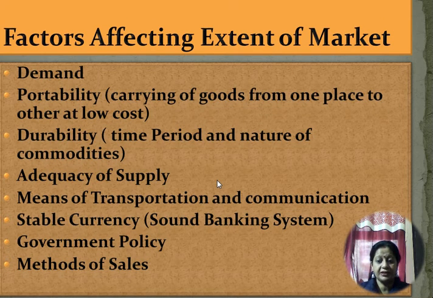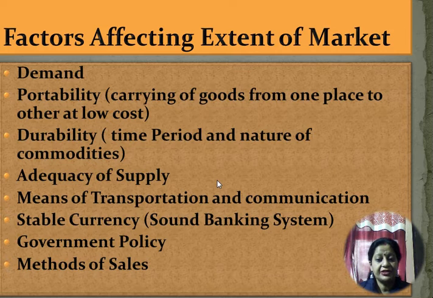Adequacy of supply. Adequacy means that if there is a shortage of supply, then it is the prime responsibility of the sellers that demand should be fulfilled within a given period of time. That means the seller should always be in a position to make adequate supply of the commodity in the market. There should be no shortage of a commodity in the market. So that is known as adequacy of supply or regular supply of the commodity in the market.